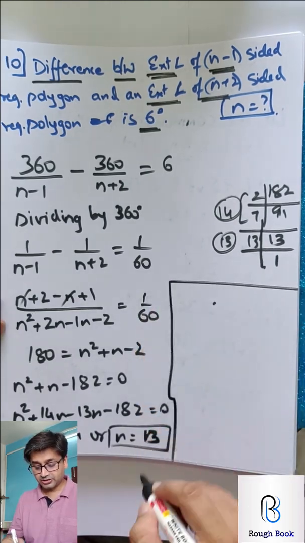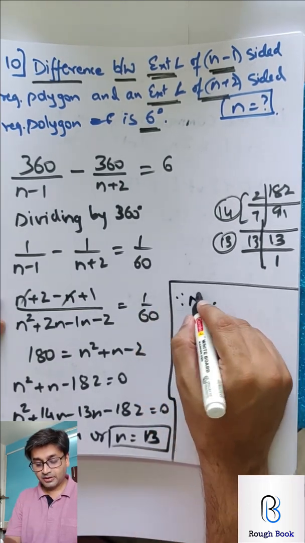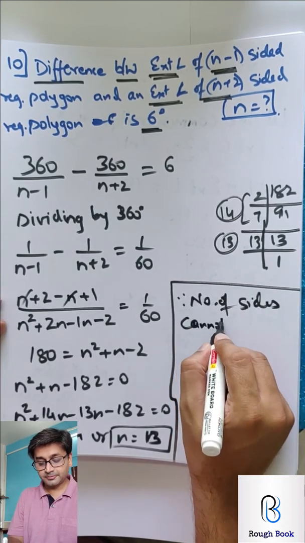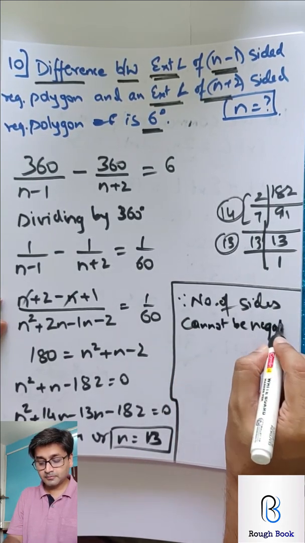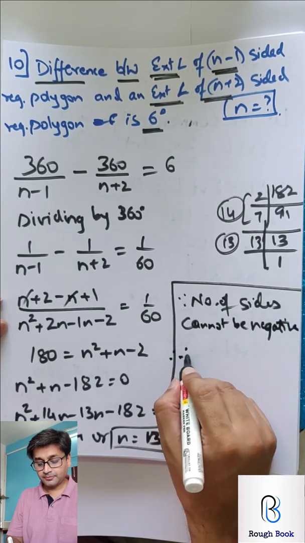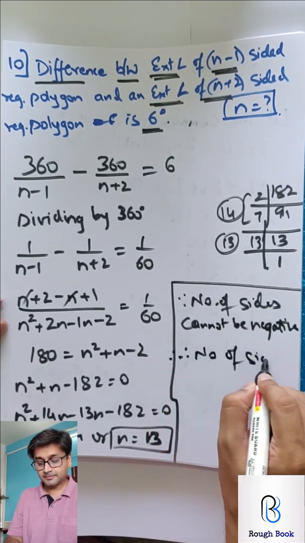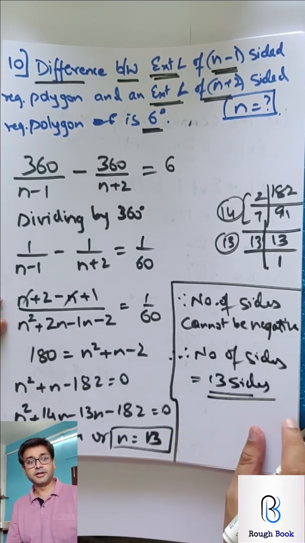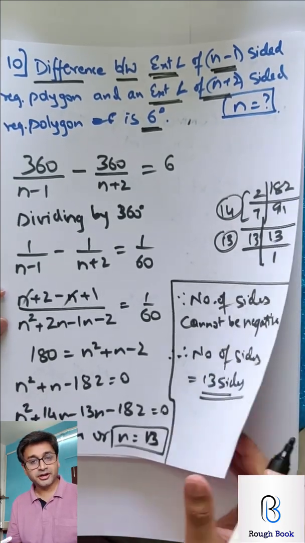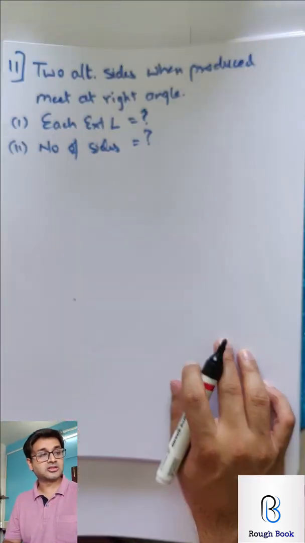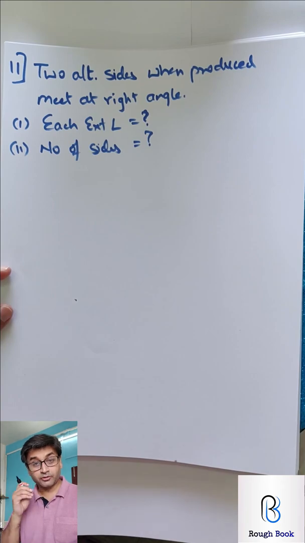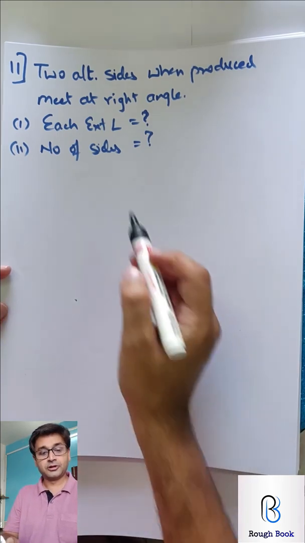So how will you write your closing statement? Since number of sides cannot be negative, therefore number of sides equals 13 sides. Clear everybody? Was this fun? Did you enjoy it? Okay, let's go with the next question, the last question of the exercise. At least this one, try on your own with all your might and effort.